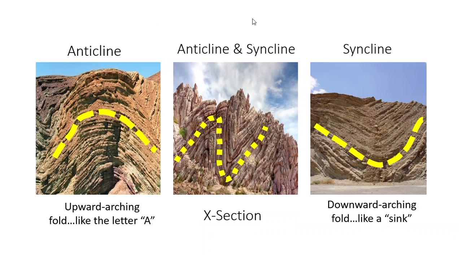Here are some quick examples, some cross-sectional photographs of anticlines and synclines. So in the case of our anticline, there's that letter A, go up and over the letter A, and you get an anticline. Over in the right-hand diagram, again, imagine a sink full of water, and the basin holding the water defines a syncline. And then in the middle diagram, we have a nice example of an anticline-syncline pair. And that's very common, by the way.